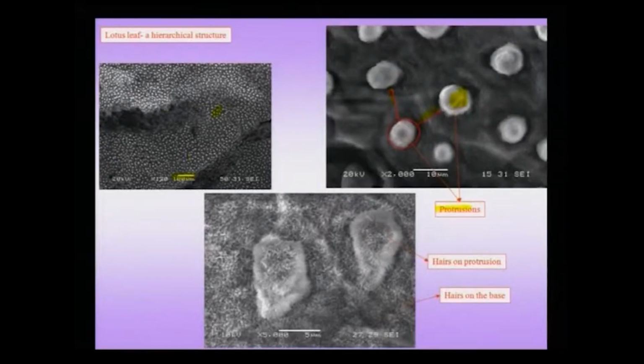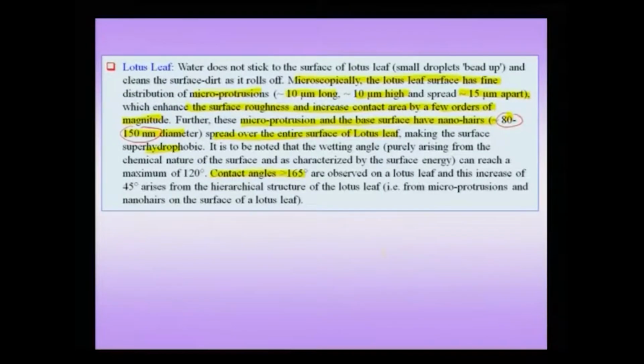Now, as I pointed out, let me first show you where this micro protrusion is. So, these hair like structures you can see here. These are the micro protrusions, and then you can see that there are hairs on the base here and also hairs on the micro protrusions. And if you look at the water droplet, it is actually not supported directly by the lotus leaf surface, but it is being supported by these nano hairs, and this is what is actually leading finally to the fact that macroscopically we can achieve a contact angle which is in excess of even about 150 degrees.